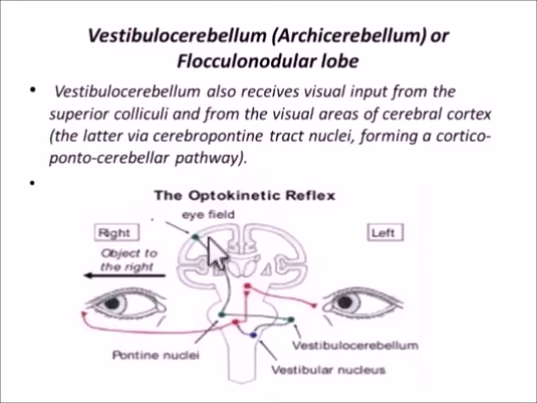And this will reach the pontine nuclei by the cerebropontine tract, and from the pontine nucleus it goes to the other side of the vestibulocerebellum. So this tract will be called the cerebropontocerebellar tract.